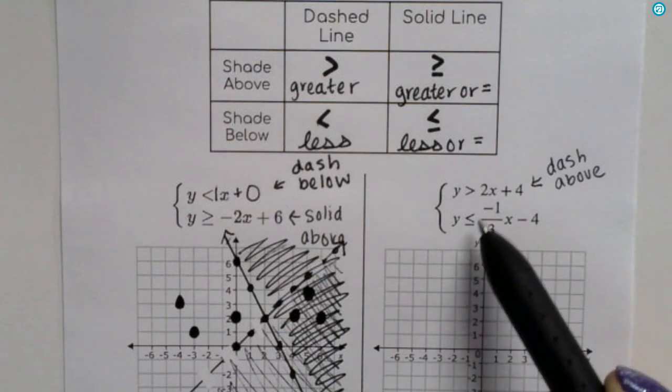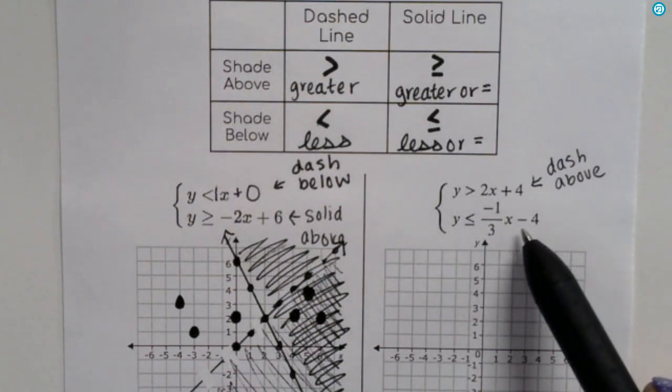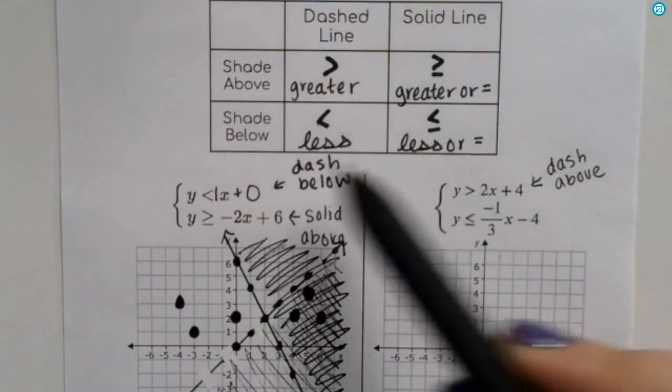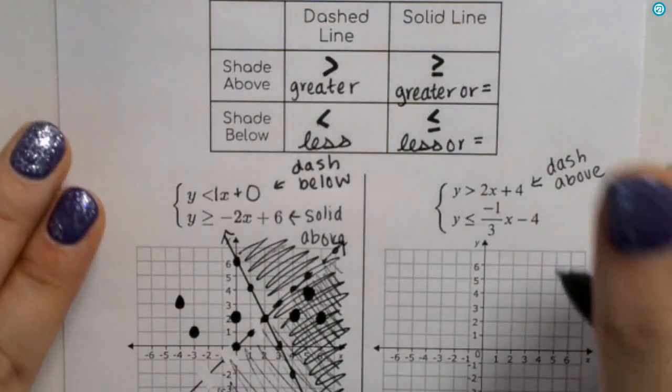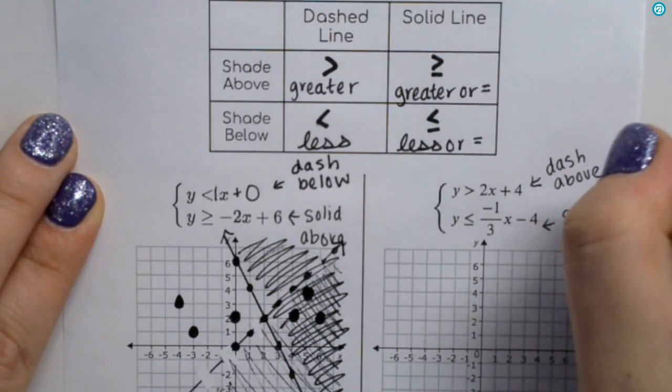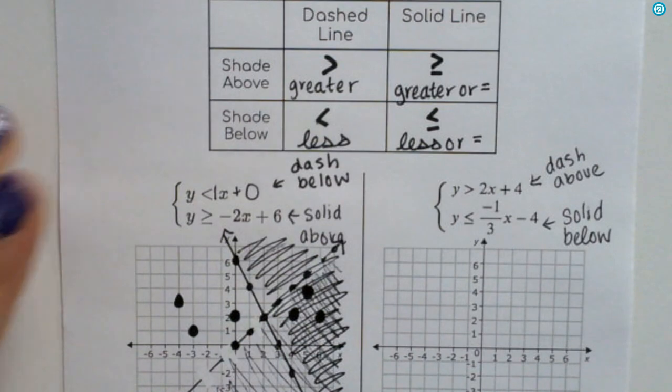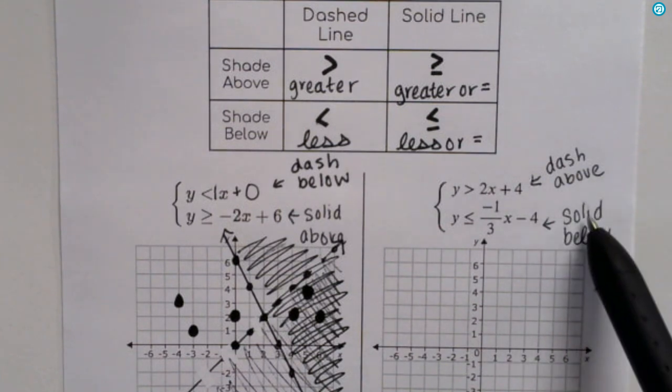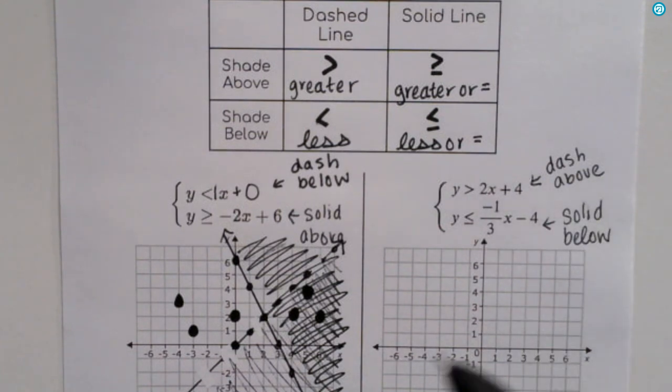For y is less than or equal to negative 1/3 x minus 4, we will do a solid line and we will shade below it. So it'll be solid, below. Okay, so we can go ahead and graph those. Any questions about how I found those 4 things? Just use my table.